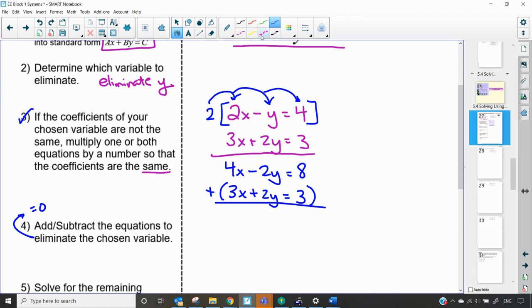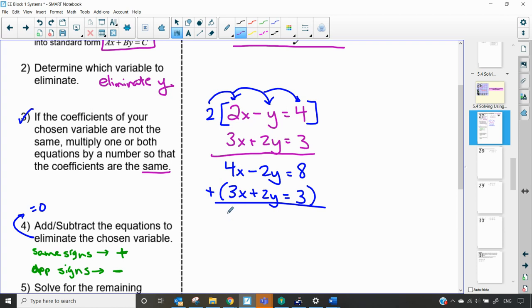If you're trying to remember a trick or a rule: for your coefficients, if the signs are the same, you're going to be subtracting your equations. If your signs are opposite, then you'll be adding your equations. We'll look at both examples as we go through.